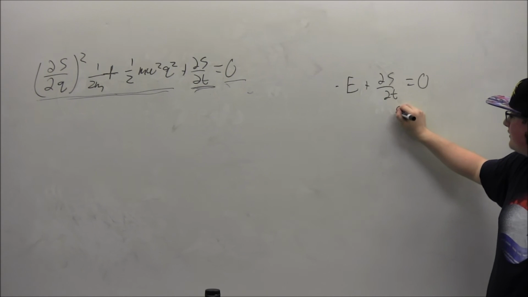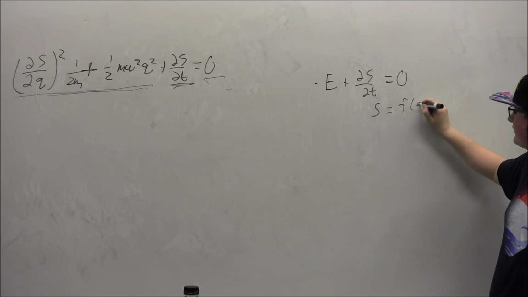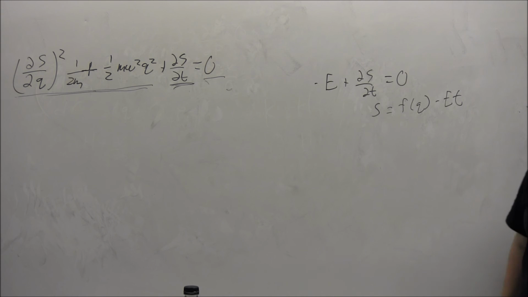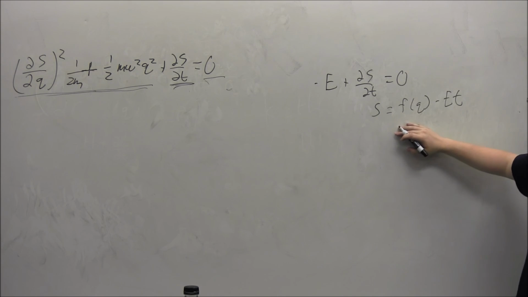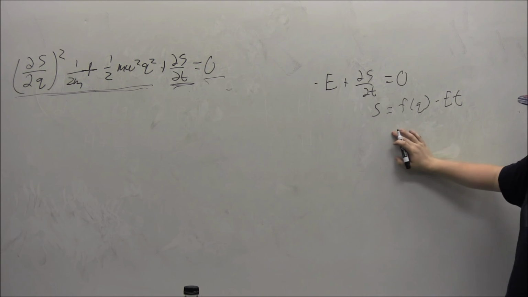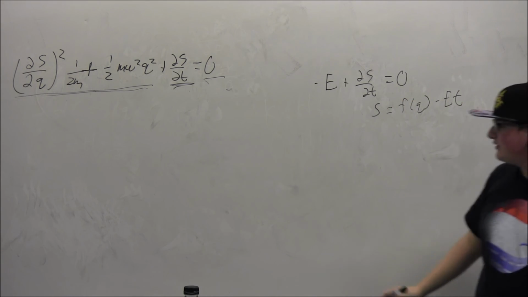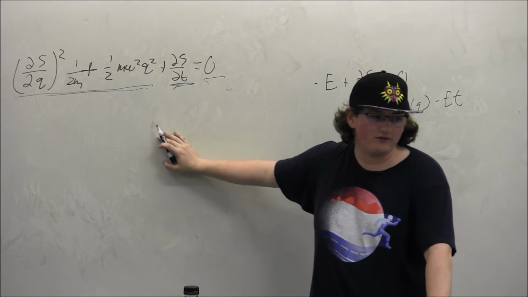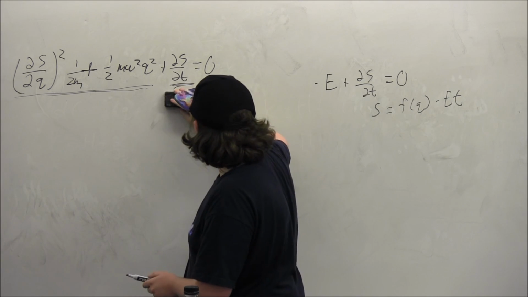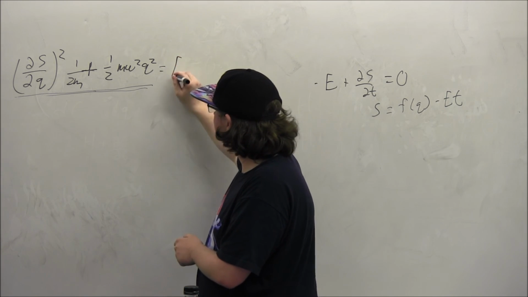Rearranging, we find that s is equal to some function of position minus et. If you take the time partial derivative, you see that all you get is e, which is independent of time, so this equation is valid for all values of t. So now we plug that in, and then rearranging, we get this is true.